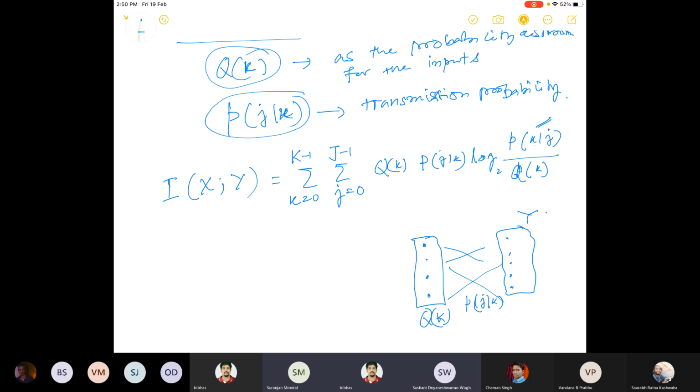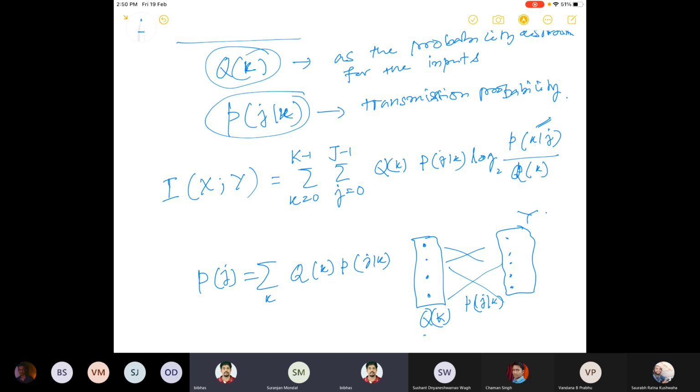Sir, we have to take the summation of qk into probability of j given k. So if I write this, let's say probability of j, if I want to define it in terms of this notation, q and p, what should it be? The product of q of k into probability of j given k, and we have to take this sum over k.